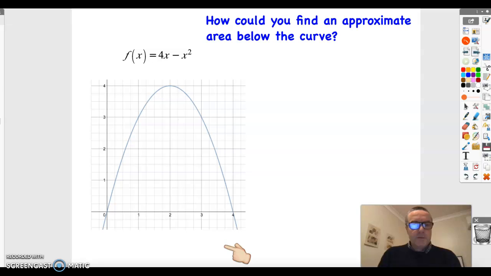We're going to look a little bit at this curve today. I've just got a quadratic function, 4x minus x squared. How could you find an approximation for this space that is below the curve, in between the curve and the x-axis? Or we might say bound by the curve and the x-axis across the bottom.